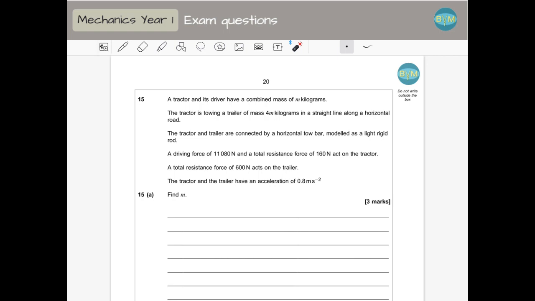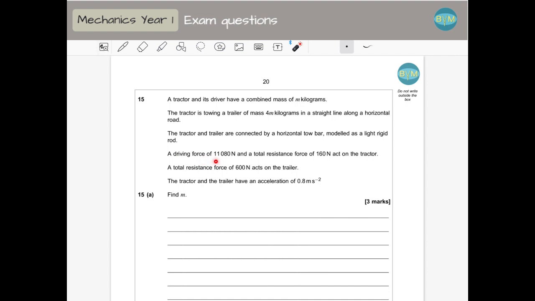Hello, this is question 15 on your AQA June 2019 AS paper. A tractor and its driver have a combined mass of m kilograms. The tractor is towing a trailer of mass 4m kilograms in a straight line along a horizontal road. The tractor and the trailer are connected by a horizontal tow bar, so something that is rigid.